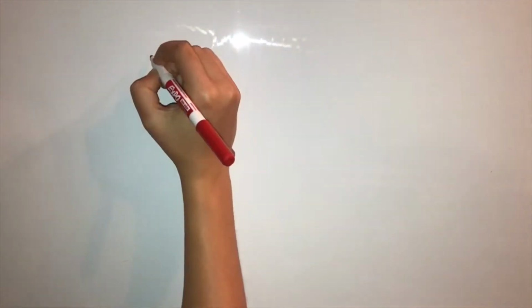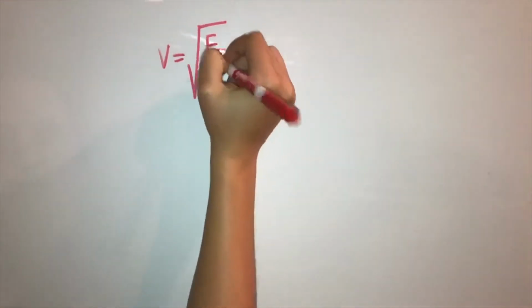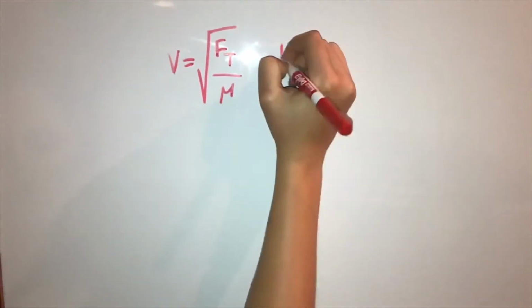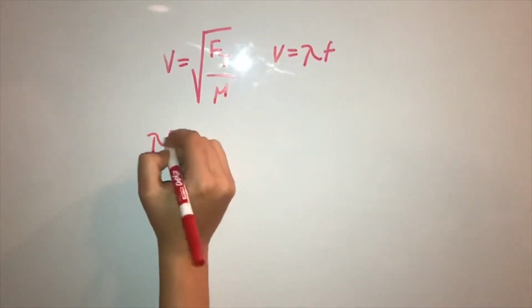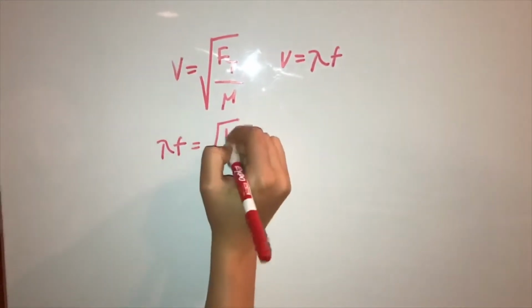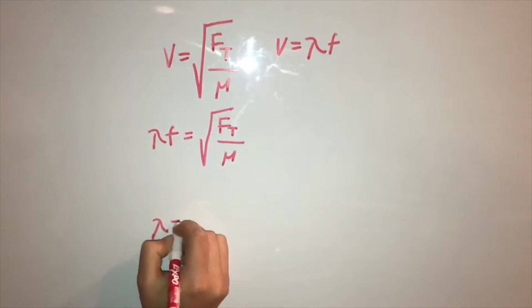Hey guys, in this upcoming video, we're going to solve for the tension in the A string of the violin. First we're going to derive the equation, and then we're going to go from there. We know that velocity is equal to the square root of force of tension over linear mass density. We also know that velocity is equal to the wavelength times its frequency. We can plug in wavelength times frequency for velocity and set it equal to the square root of force of tension over the linear mass density.